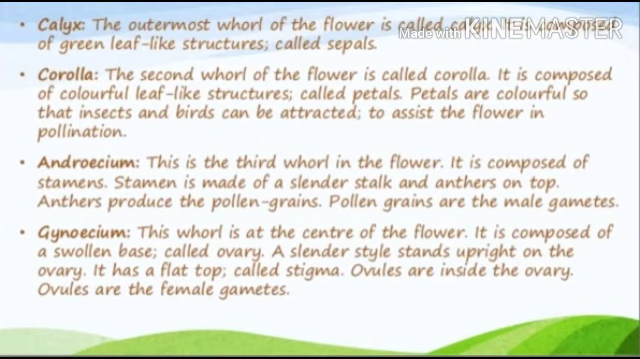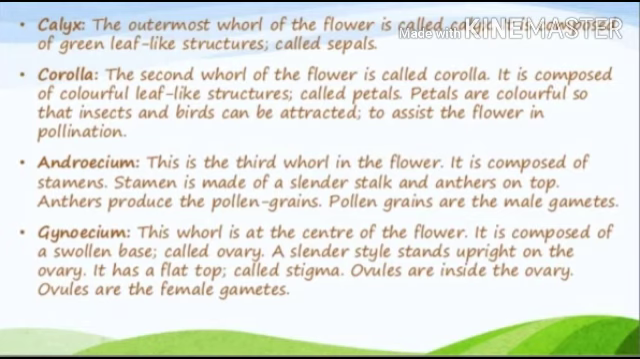Second is corolla. The second whorl of the flower is called corolla. It is composed of colorful leaf-like structures called petals. Petals are colorful so that insects and birds can be attracted to assist the flower in pollination.